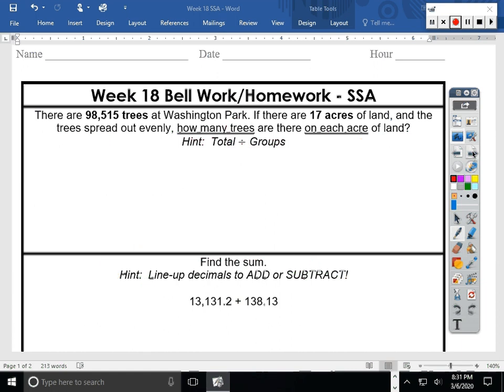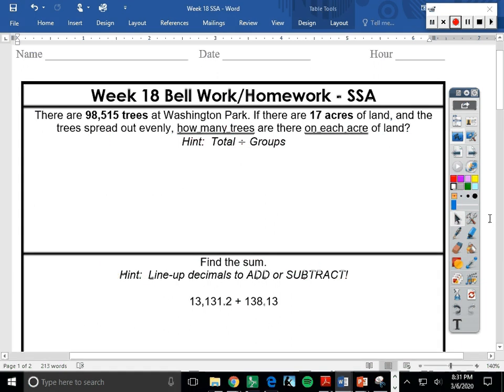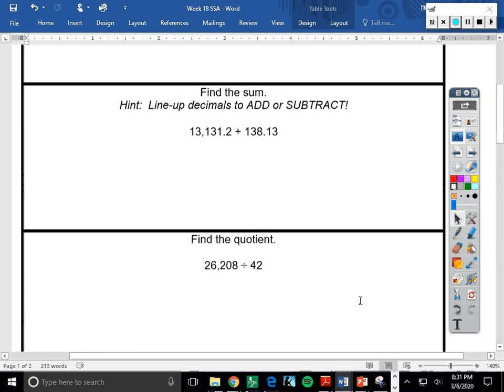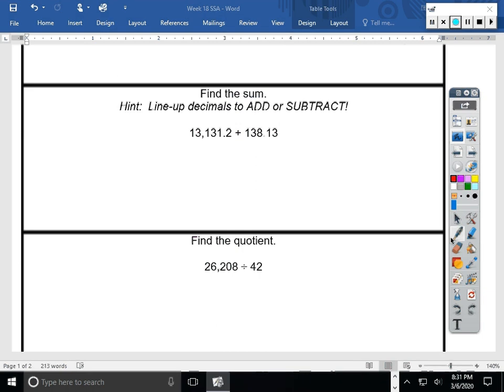Let's go ahead and move to the next problem here, where it says find the sum. And there is a hint here, but I hope you remember whenever we're adding or subtracting decimals, the rule would be you have to line up your decimals. So I hope that's something that you would have thought of without my little hints on the board, but we will give it a try regardless.